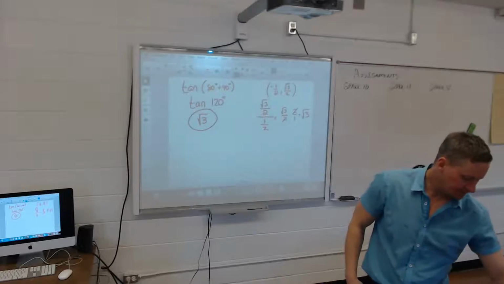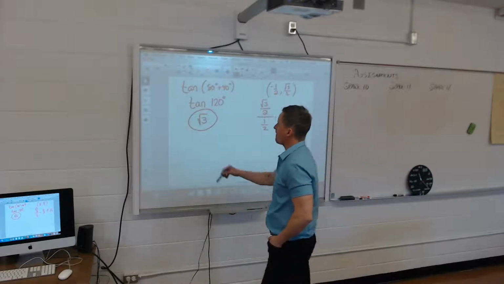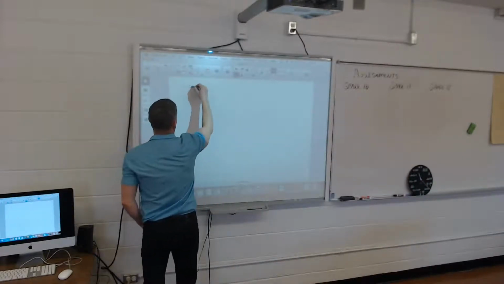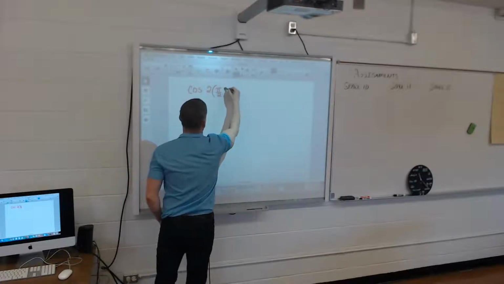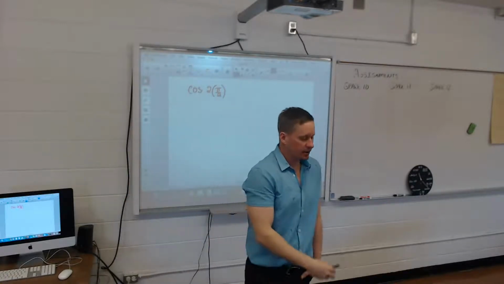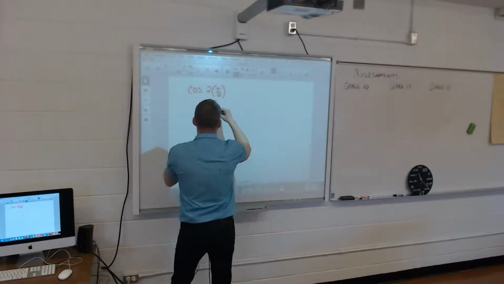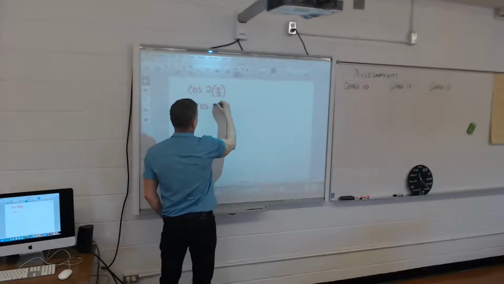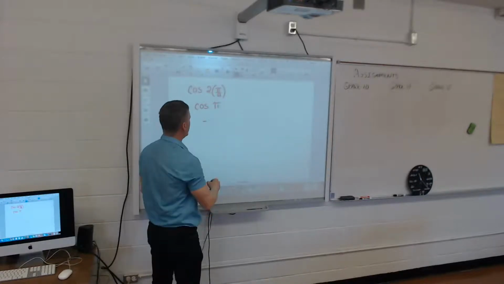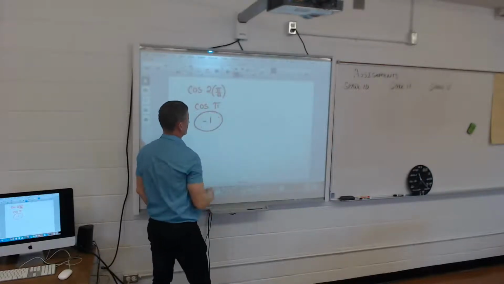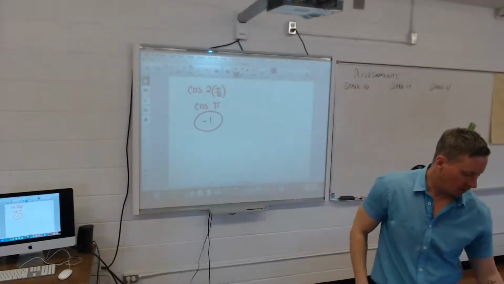The last one, 2 cos squared pi over 2 subtract 1. I can change that to the cos of 2 times pi over 2, which is cos pi. And what is the value of cos at pi? Negative 1.